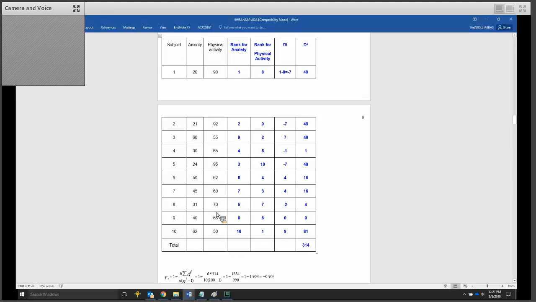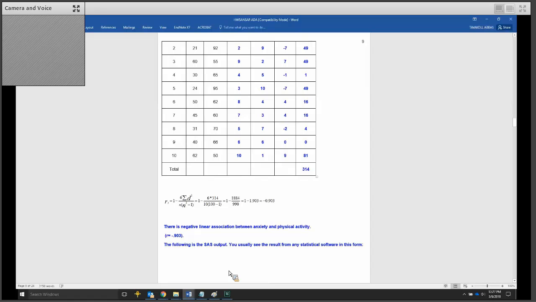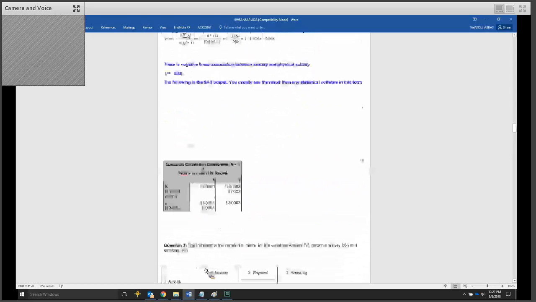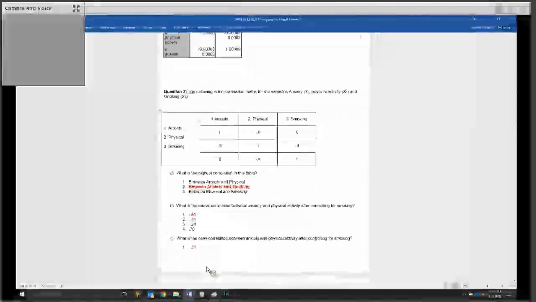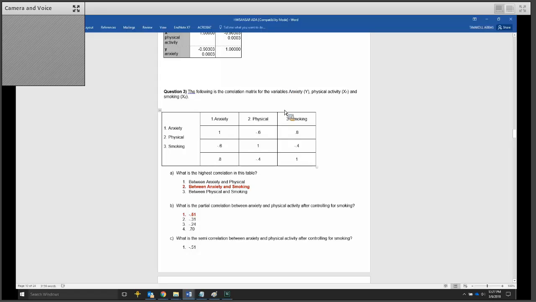Now, the experiment correlation was the one I added, and I gave you the table. I ranked each column, anxiety and physical, from lowest to highest. Then I took the difference between those ranks, 1 minus 8. Then we square that and add it up. So the sum of D squared is the total of these values, 314, and it came to negative 0.90 for the correlation.